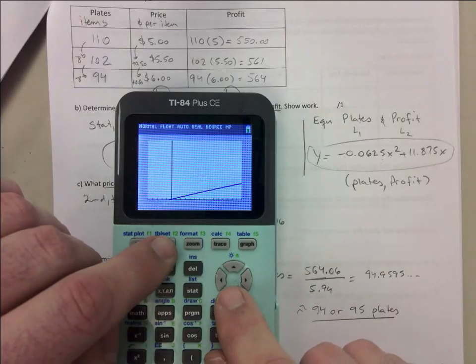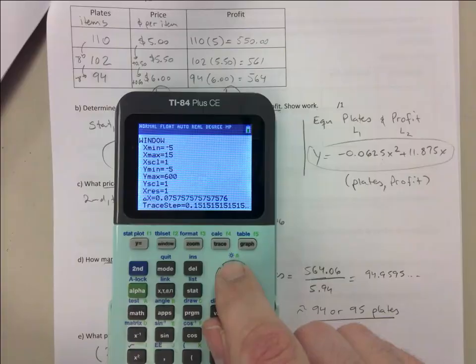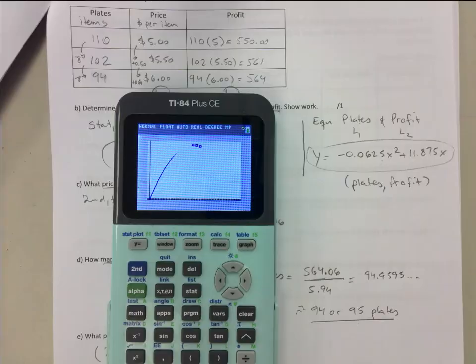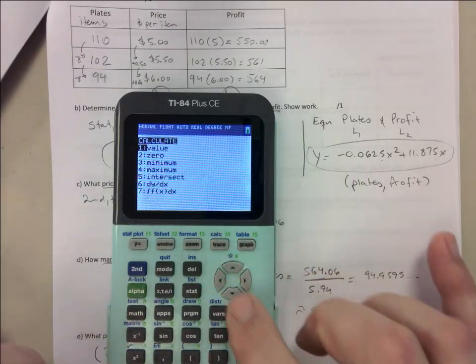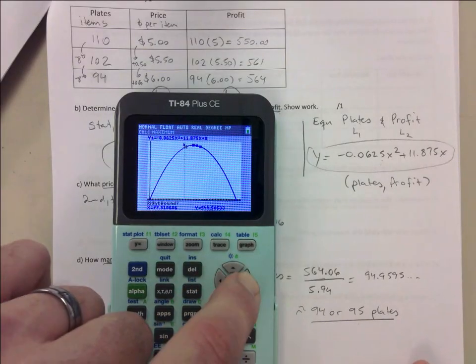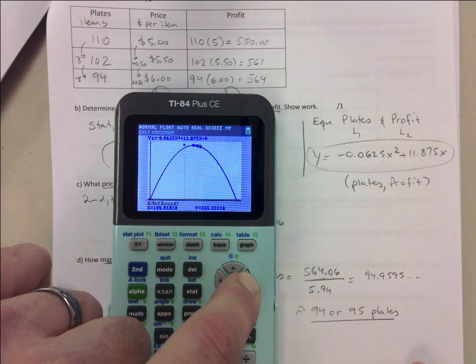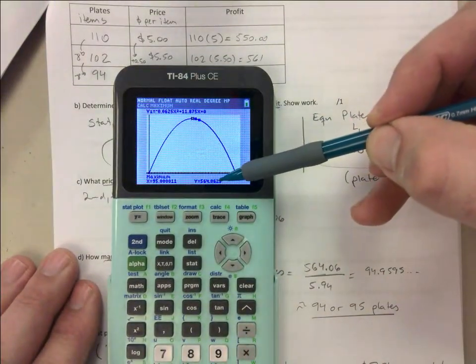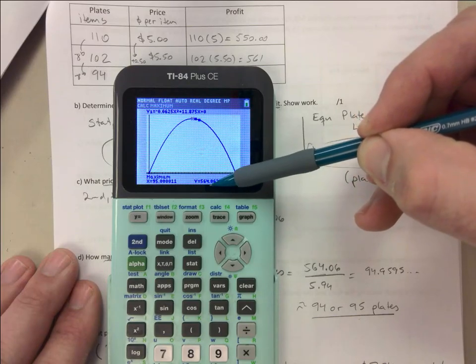So I'm going to just change my window real quick. I'm going to go X max to, let's say, 200. There we go. I changed my X max to 200. I see my parabola again. If I were to find the maximum, I know I'm going to blow your mind with this one. You won't see it coming. Ready? 564.06, still the maximum profit.